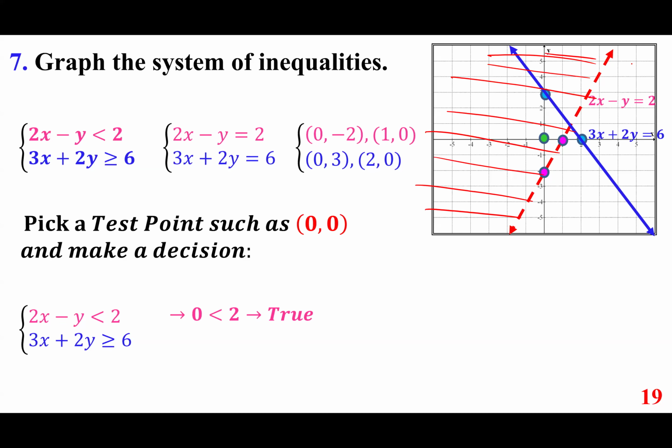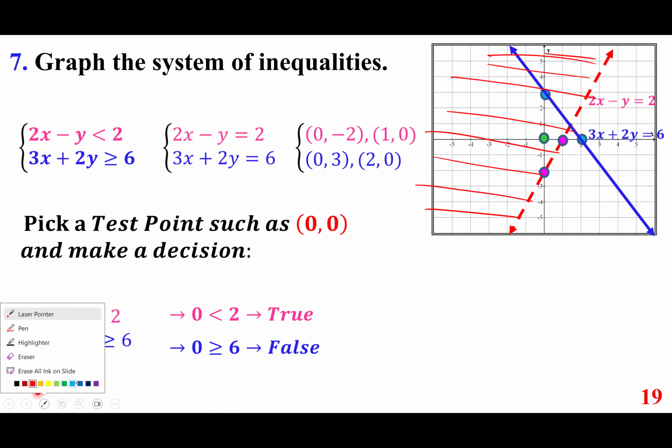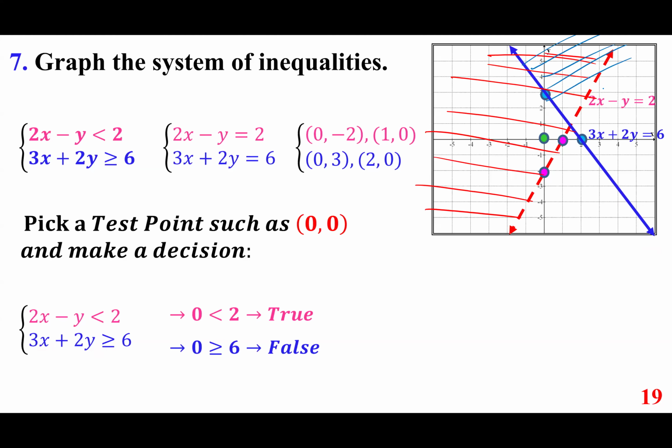But we have the second, and so we're going to, again, use the same 0, 0 because it doesn't belong to the blue line. So if I put 0 here, 3 times 0, 2 times 0, I get 0 larger than or equal to 6, which is a false statement. So that means 0, 0 doesn't work for the blue line. So it's the opposite side that we need to shade as the true solution.